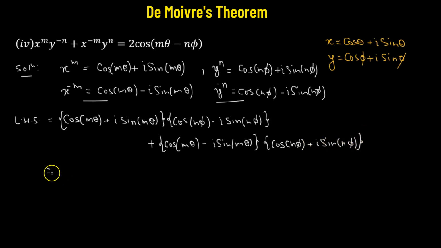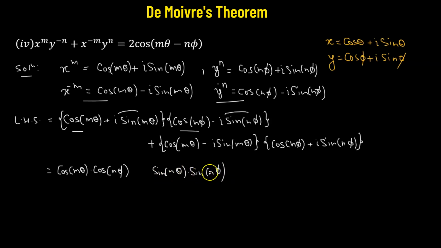Fine, this will be equal to, so we'll multiply cosine of m theta with cosine of n phi. So we have cosine of m theta times cosine of n phi. Then we multiply iota times sine m theta with negative iota times sine n phi. So this will give us sine of m theta multiplied to sine of n phi. Now we have positive iota multiplied to negative iota. That simply gives us negative iota squared, and negative iota squared has a value of negative 1. So this is simply positive 1. That means we'll have positive sine m theta times sine of n phi.